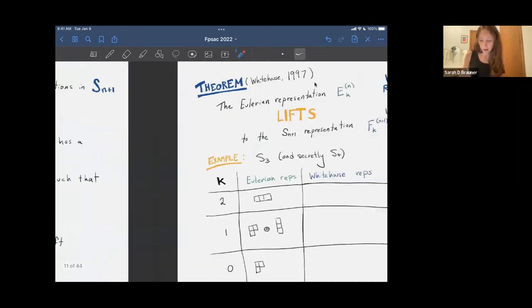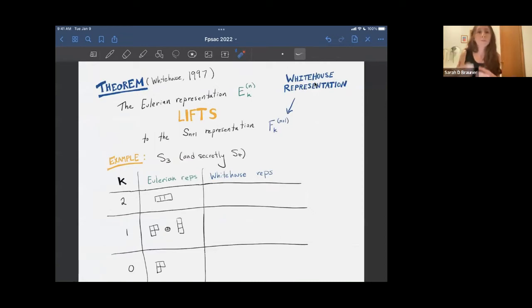Okay, and so a preview of what I'm going to say is the Eulerian representations have a lift. And so I'm not going to define it precisely, but I'm just going to tell you that this lift was discovered by Sarah Whitehouse. And she showed that these Eulerian representations, each of them for each k, they have a lift, which I'm going to write as fk, and I'm going to call this the Whitehouse representation.